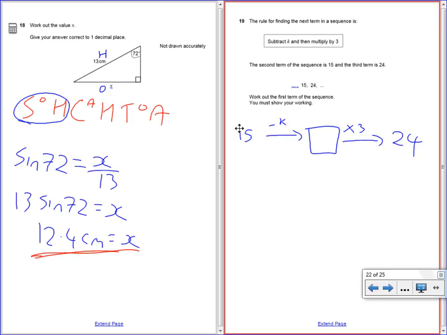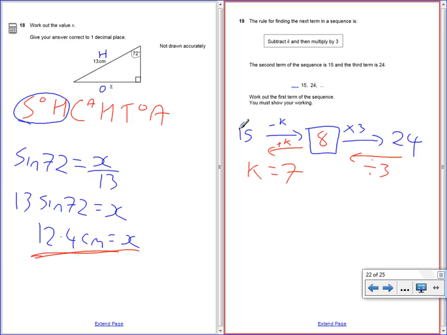Well, first of all, what number must we have multiplied by 3? Well, that must have been 24 divided by 3, which is 8. 8 times 3 is 24. So that means 15 subtract k must be 8. So that means k must be 7, because 8 add k equals 15. So now we know that k is 7.